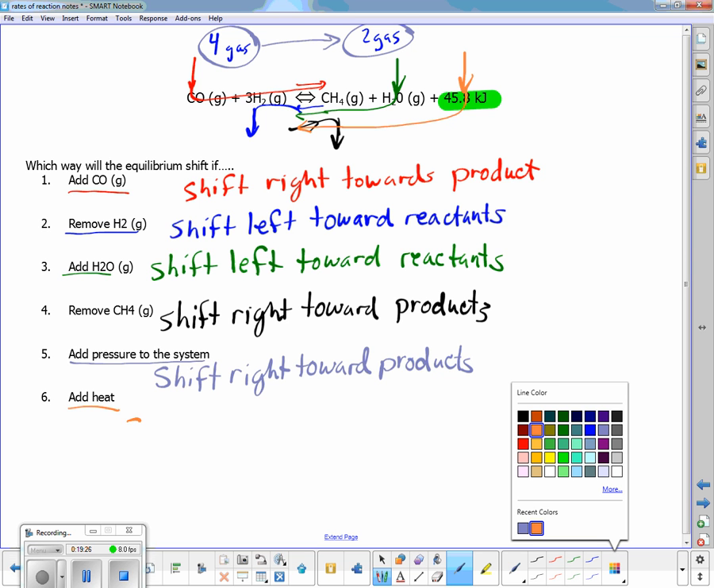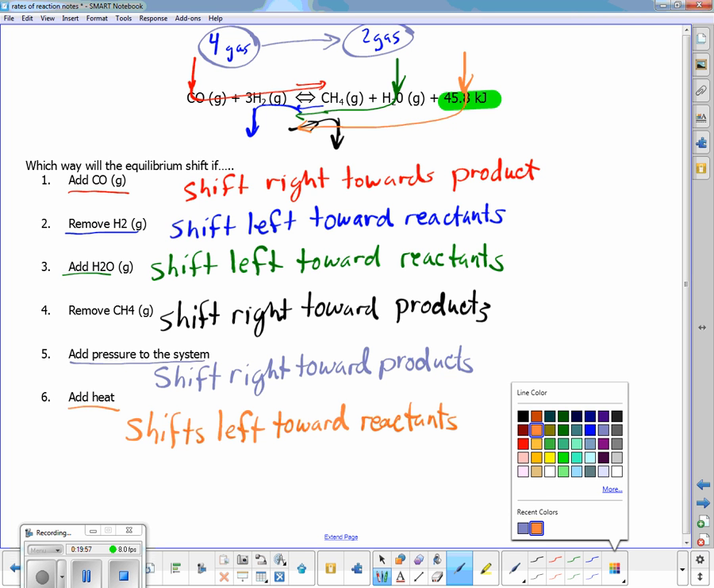Okay, so shifts left toward reactants. Yep. Right. You just can't say reactants because it doesn't really just make reactants. It's just a shift. It's like somebody comes up and I'm standing here and somebody pushes on me. I'm going to shift to make sure I don't fall, right? I'm still standing. I hope I'm still standing.